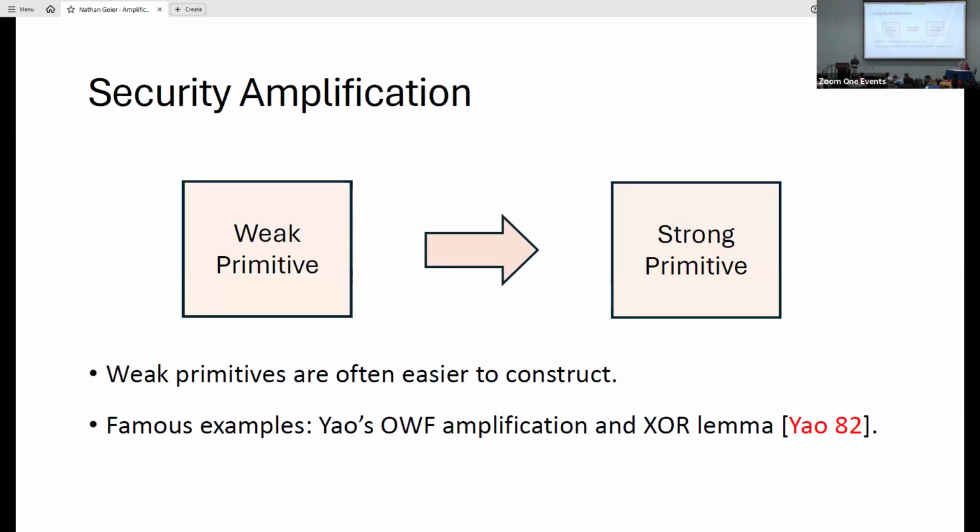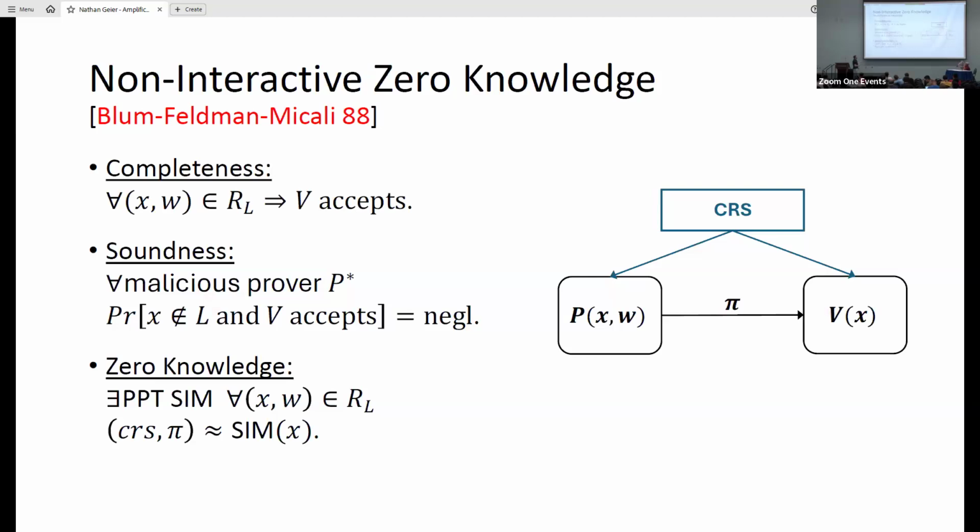So security amplification is a foundational problem in cryptography. The goal is, given a cryptographic primitive that is in some sense weakly secure, to make it strongly secure. One central motivation to think about it is that weak primitives are often just simpler to construct. And I think two of the most famous examples in the context of hardness amplification are perhaps Yao's amplification of weak one-way functions and Yao's XOR lemma. And now today we are going to focus on the primitive NIZK.